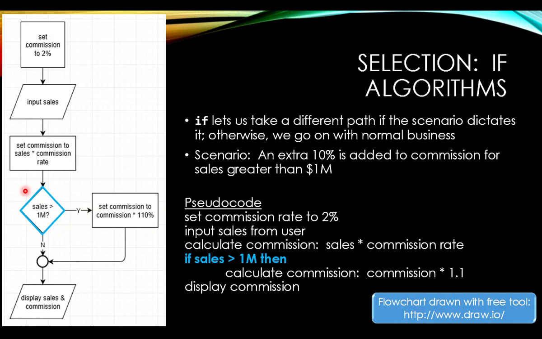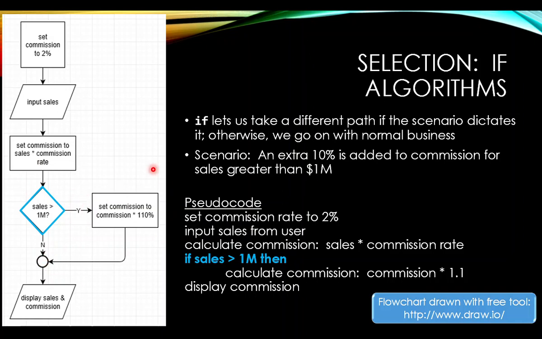And then we follow the answer. If the answer to that decision, that question, is yes, then we have to do something special. We have code that sets the commission to commission times 110%. You make commission 110% of what it was before. But in the other case, if it wasn't, then you do nothing special at all. In either case, you come back to this point and then you display the sales and commission.